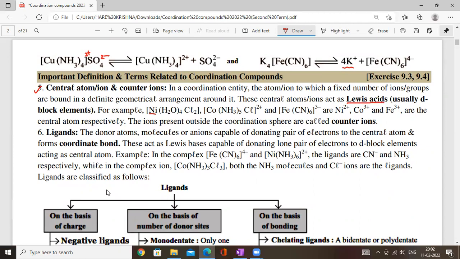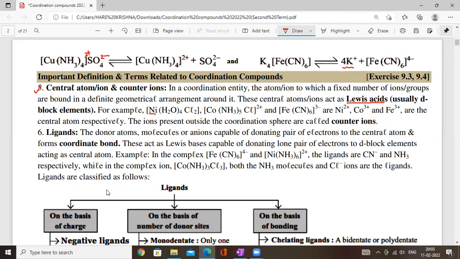So in a coordination entity, the central atom or ion is that to which a fixed number of ions or groups are bound in a definite geometrical arrangement around it. These central atoms or ions act as Lewis acids, usually d block elements, as I said. For example, [Ni(H2O)4]Cl2. This nickel is acting as a central atom, cobalt is acting as a central atom, or Rh is acting as a central atom over here. And all the ions that are present outside the coordination entity are called counter ions.